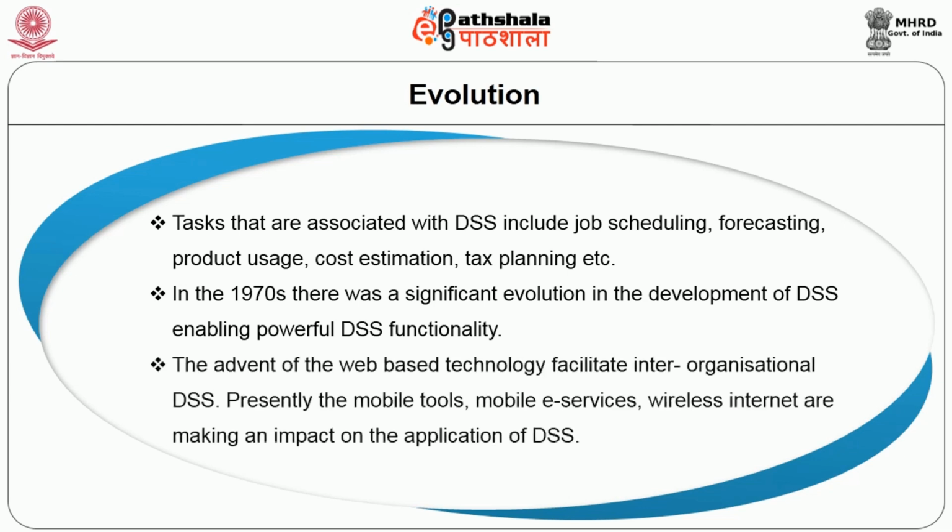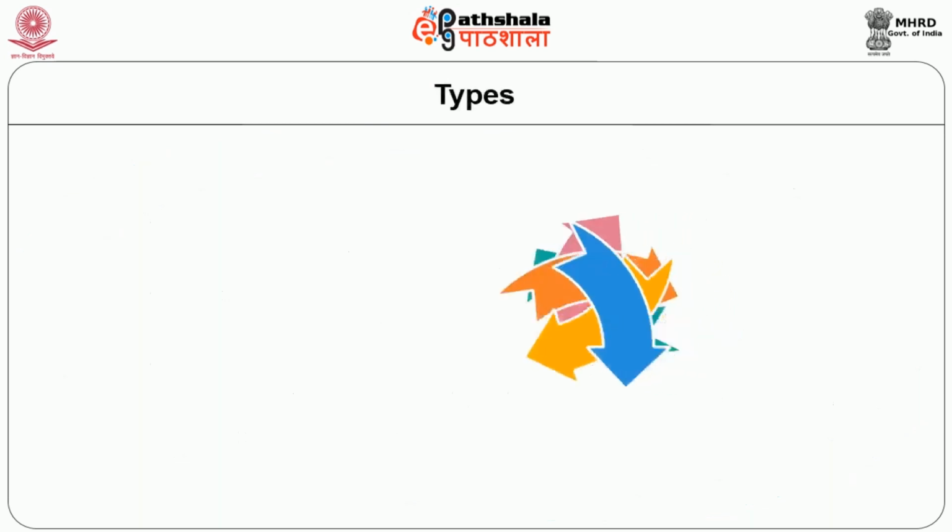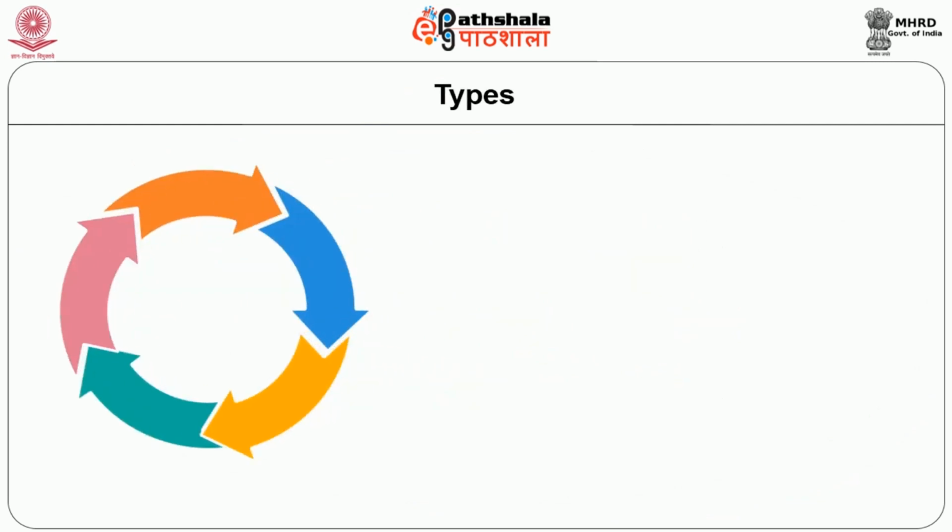Now, this was adapted by the extension later, but it evolved there. It evolved in the manufacturing industry. The advent of web-based technology facilitated inter-organizational decision-making support systems. Presently, we have mobile tools, mobile e-services, and wireless internet making a big impact on the application of decision support systems. The type of decision support systems that we have can be categorized into 5 different types.